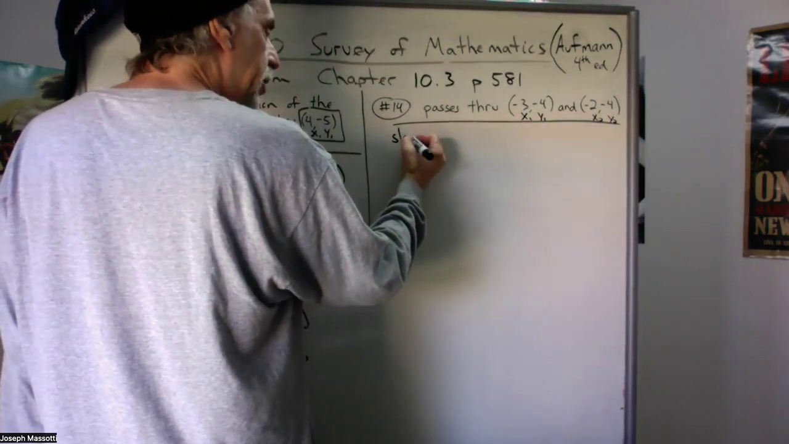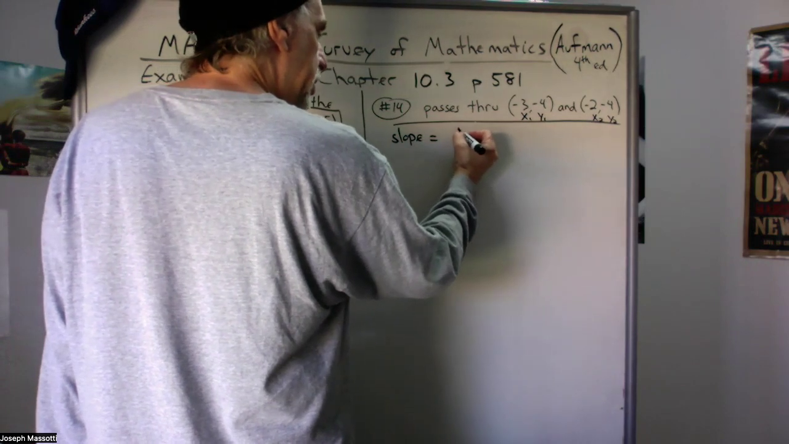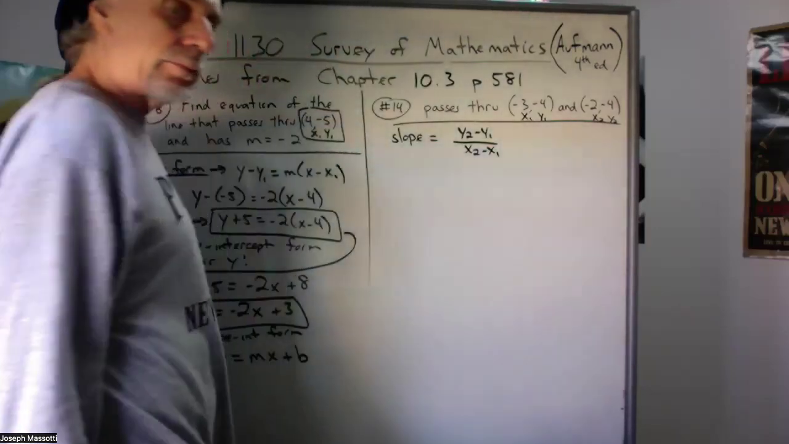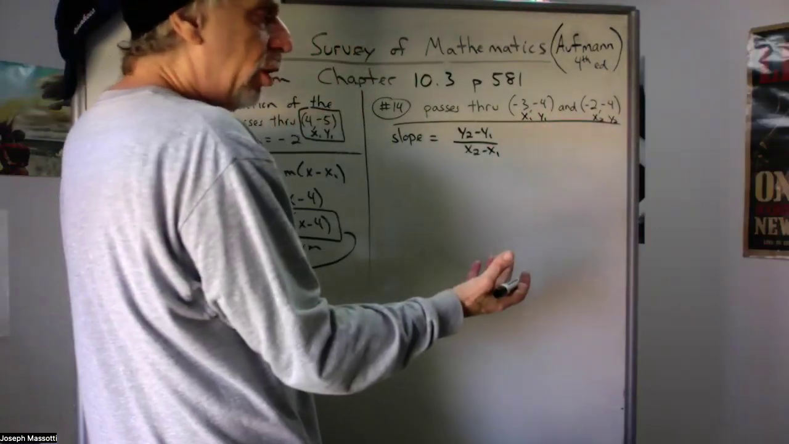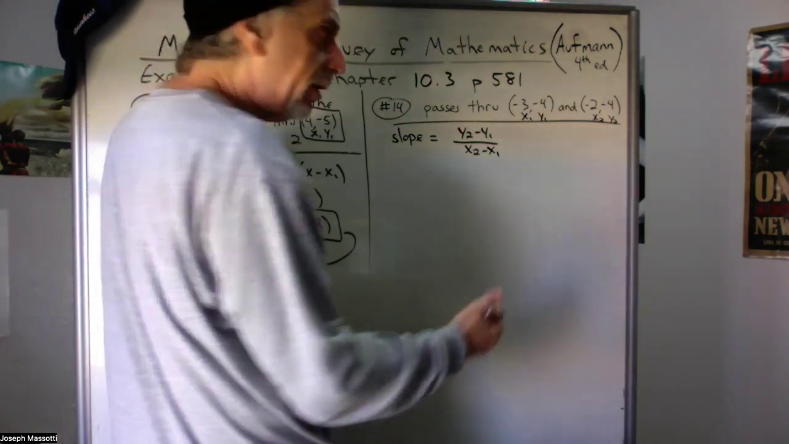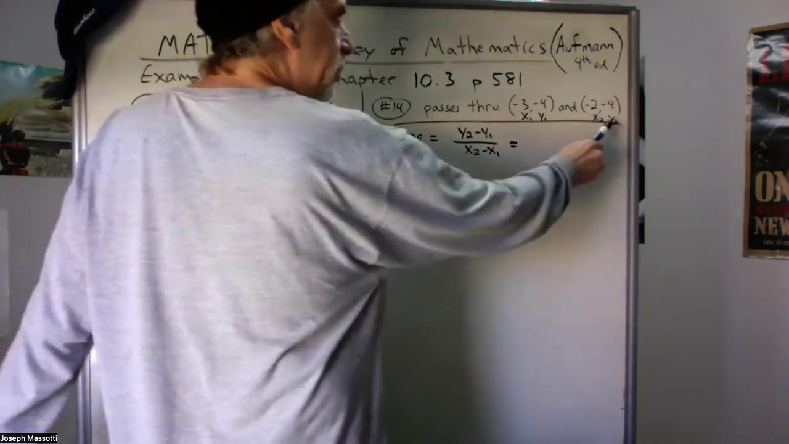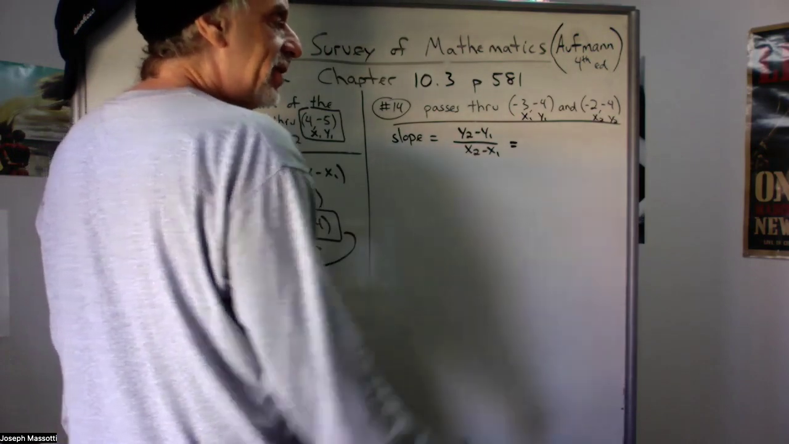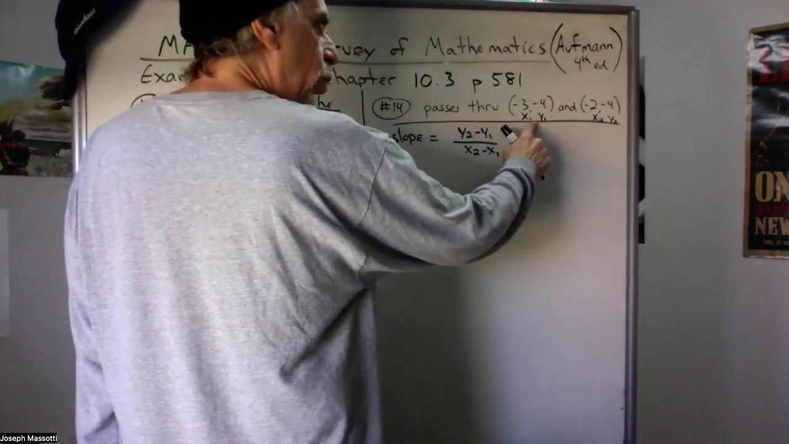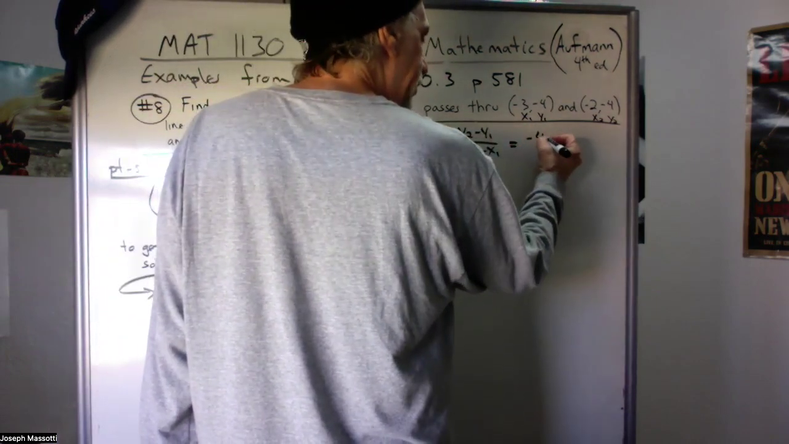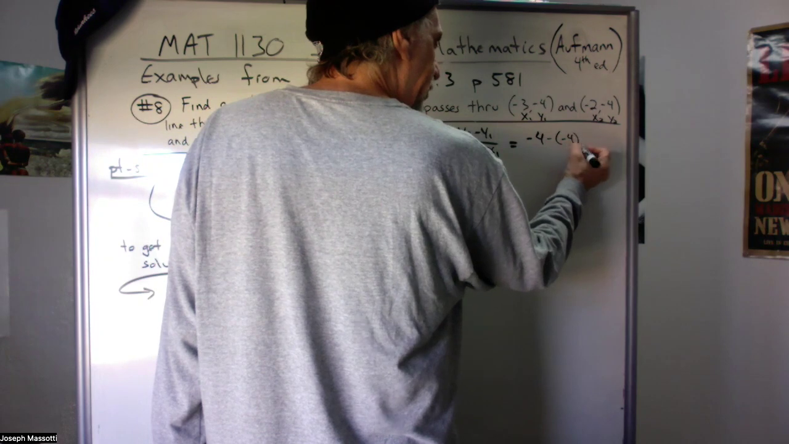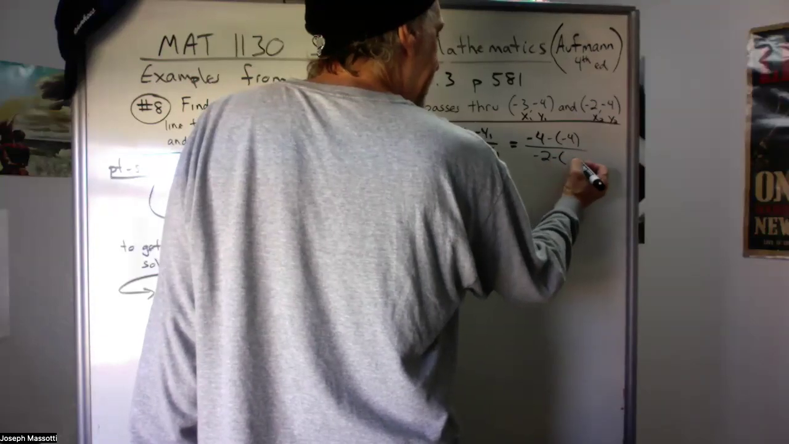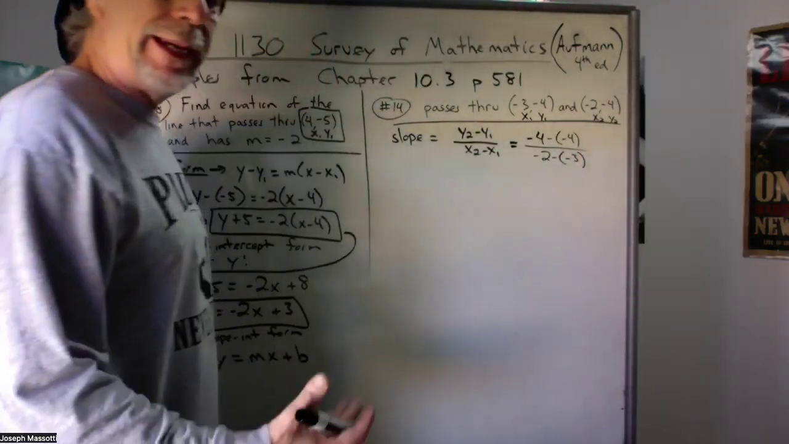And again, we know how to find the slope. The slope is the difference in the y's over the difference in the x's. So it doesn't matter which one you call point 1, which one you call point 2, you're still going to get the same slope. Just be consistent between numerator and denominator with the order that you take these differences. So if I'm calling this point 2 and this point 1, my numerator here is going to be -4 minus a -4, and -2 minus a -3. So be careful with these numbers.